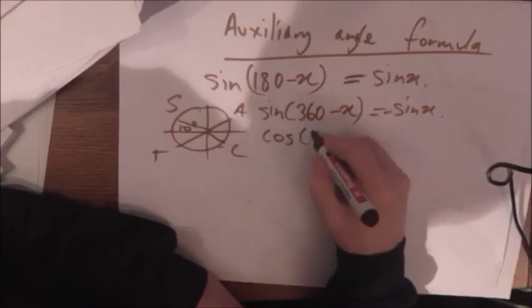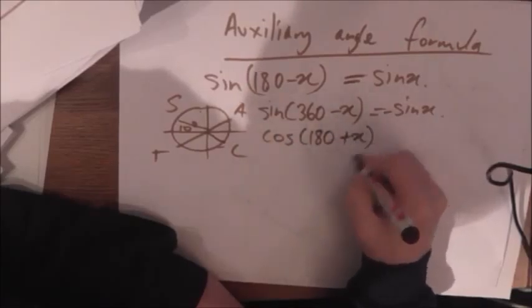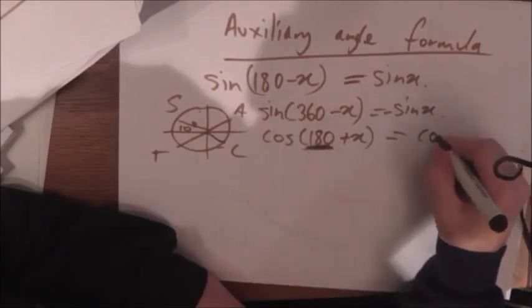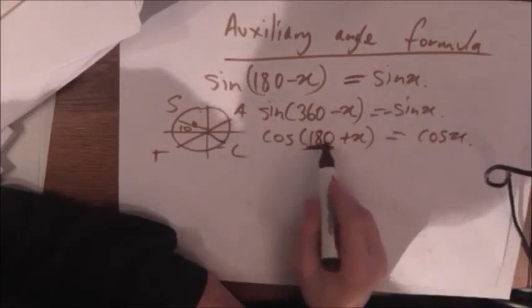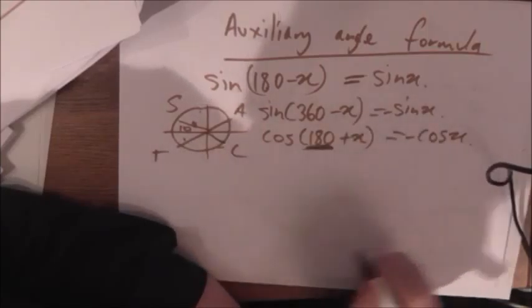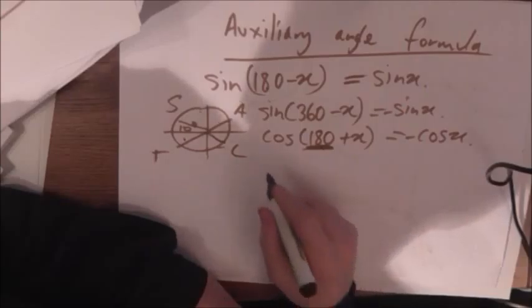What about cos of 180 plus x? Well, that's based on the x-axis, so this will be cos x. Do I need a negative? Let's try x equals 10, that'll put you there. That's where cos is negative, so yes, you do need a negative there.